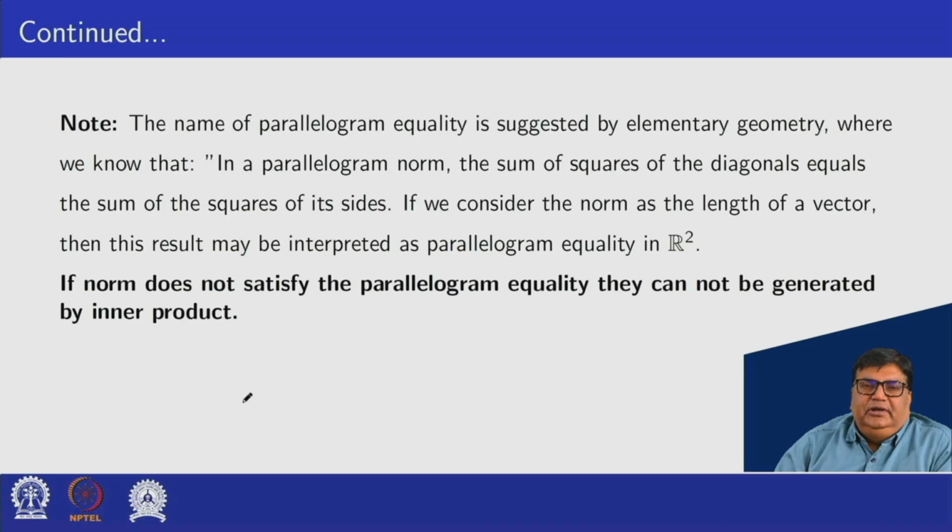Noting point: the name of parallelogram equality is suggested by elementary geometry, where we know that in a parallelogram, the sum of the squares of the diagonals equals the sum of the squares of the sides. If we consider the norm as the length of the vector, then this result may be interpreted as the parallelogram law. If a norm does not satisfy the parallelogram equality, it cannot be generated by an inner product.